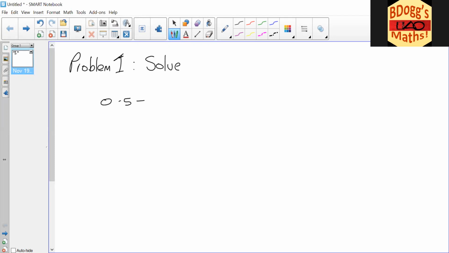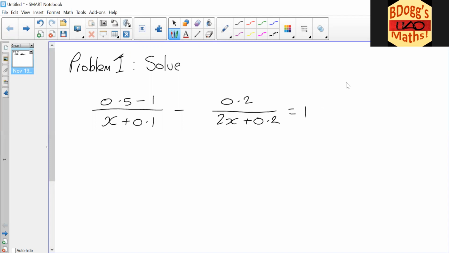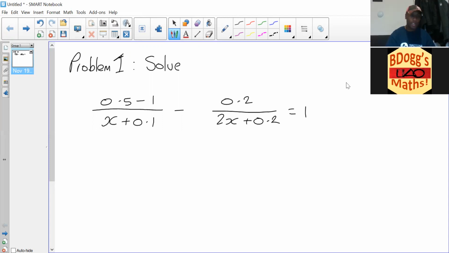We're asked to solve 0.5 take away 1 over x plus 0.1, take away 0.2 over 2x plus 0.2, equals 1. So we've got this now. I'm just going to show you my double screen. There you are, I'm on the screen now. So I've got this, and this is my problem.